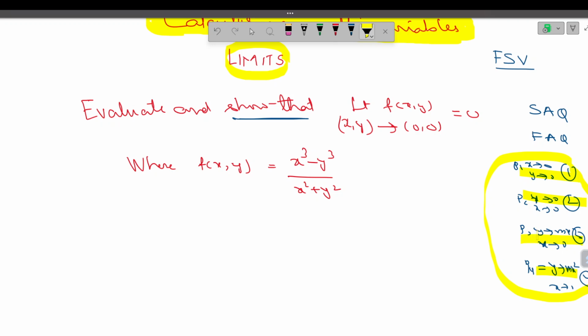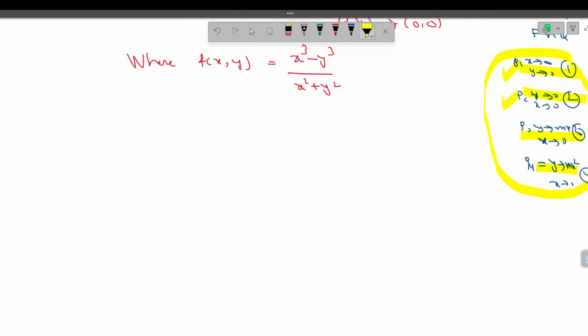If P1, P2, P3 are all equal, then the limit of the function exists, otherwise it does not. For an evaluate question, either you do P1 or P2, any one, and we are done. We get the value, it is 0 or whatever. Okay, let's solve this problem.